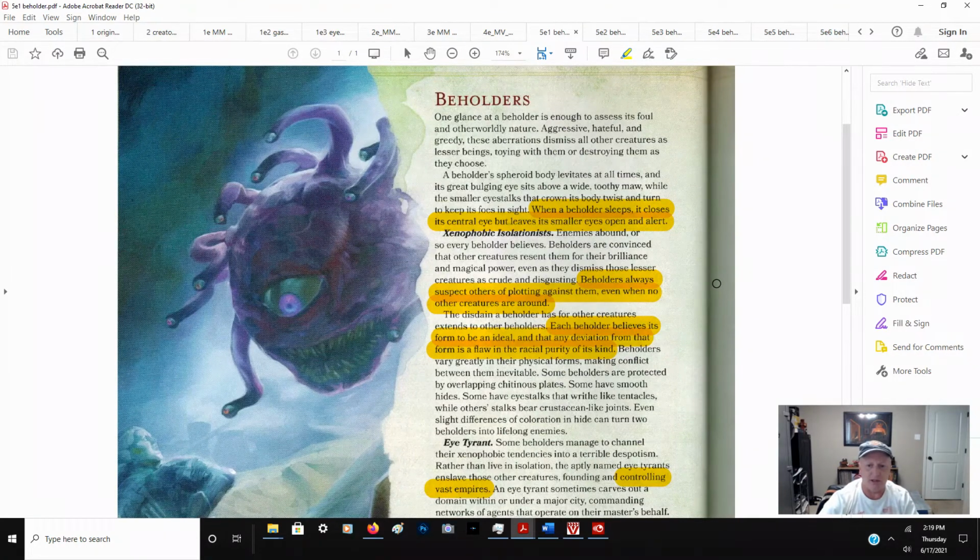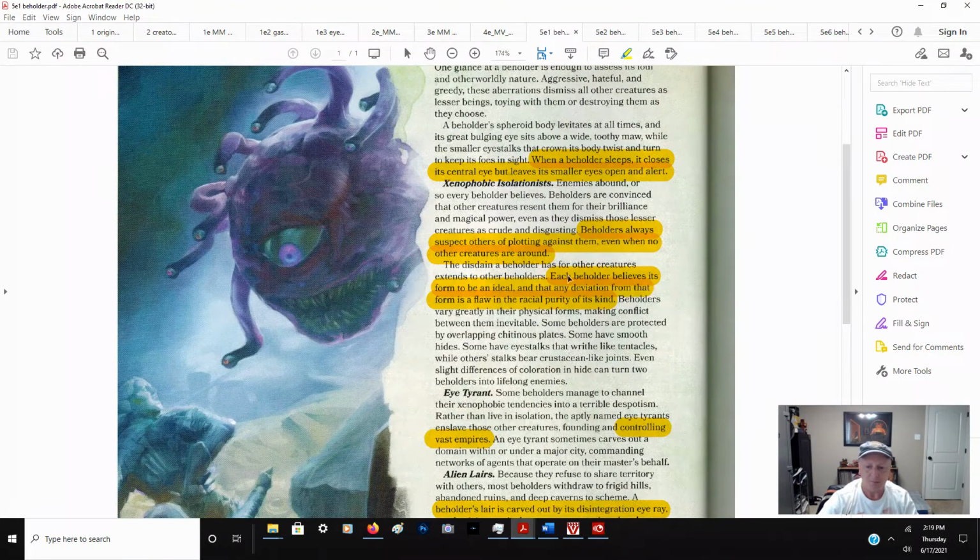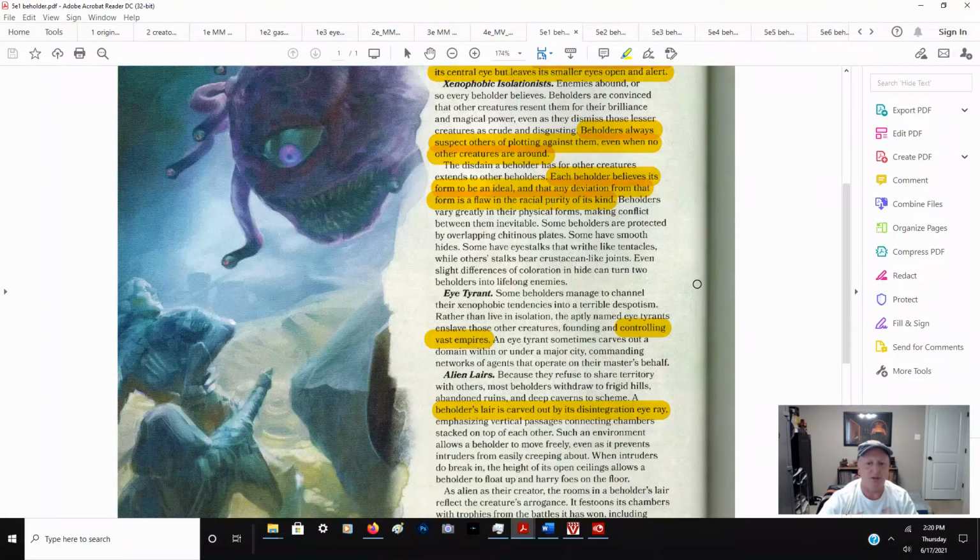So it's a very different place. Beholders always suspect others of plotting against them even when no other creatures are around. Paranoia, big word always mentioned with beholders right there. Each beholder believes its form is ideal and that any deviation from that form is a flaw. Another thing about beholders, they always think all other beholders are just abominations and should just be destroyed on sight. Another big thing you see with them.